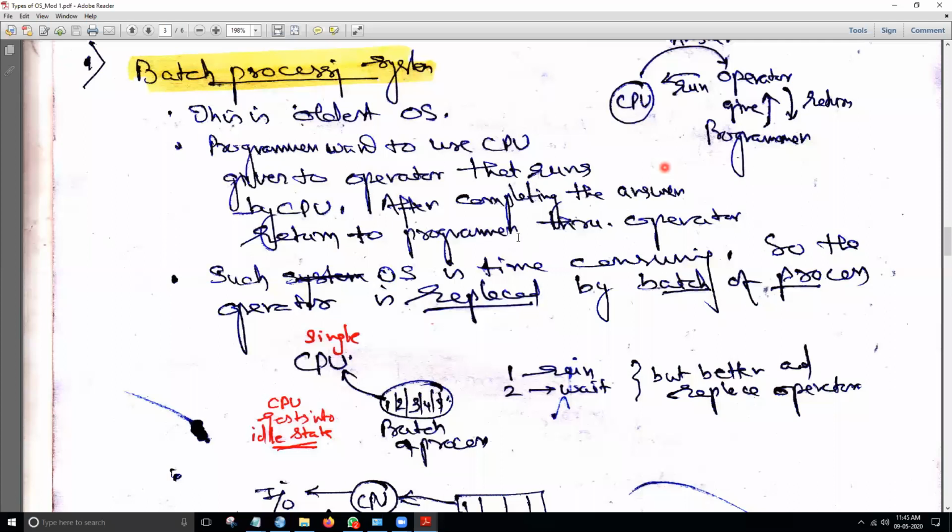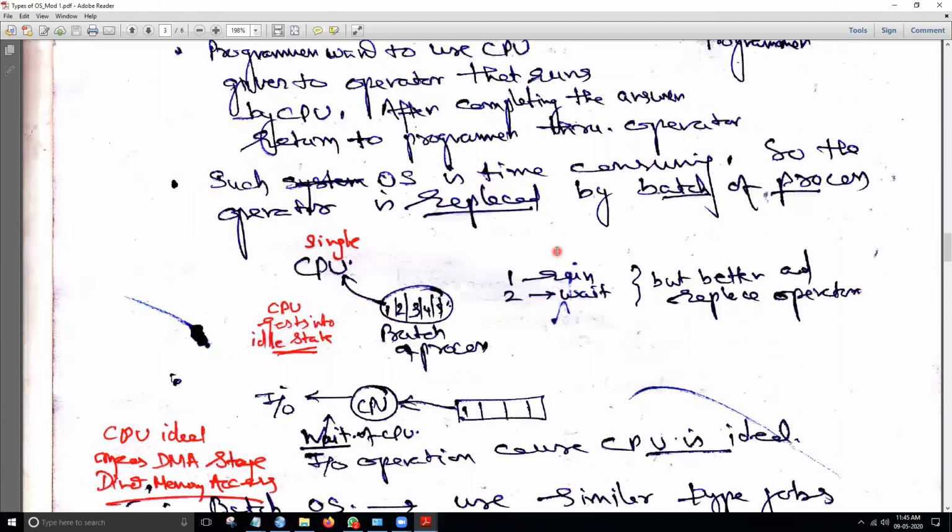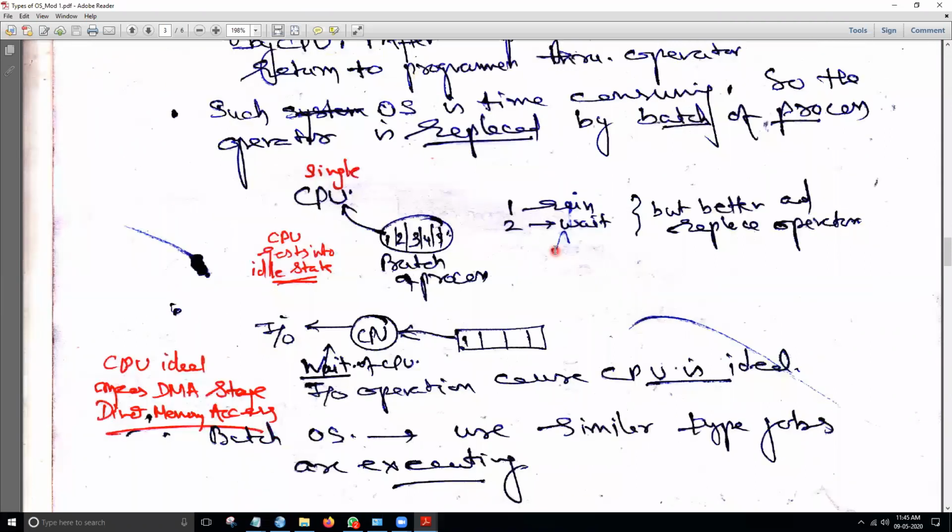If you see my notes, this is another set of notes I made for the students to handle in the class. So in my notes, the advantages and disadvantages are given. So for every type of operating system, you have to understand the advantages and disadvantages.